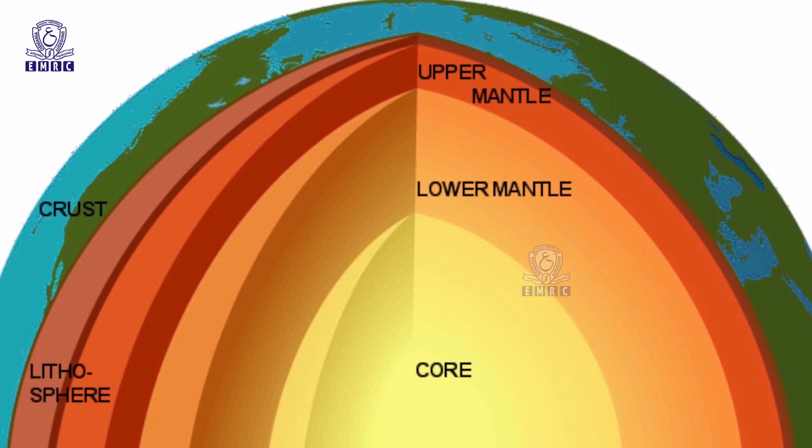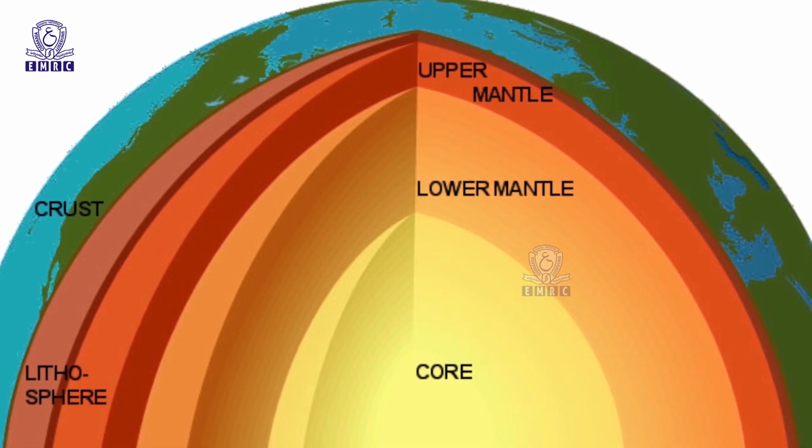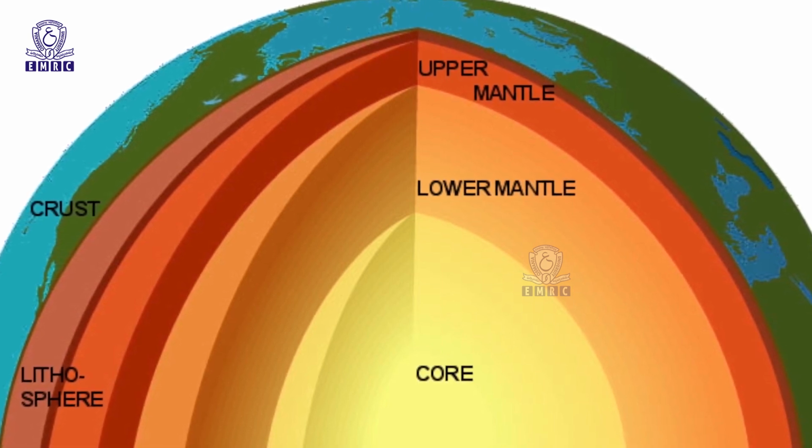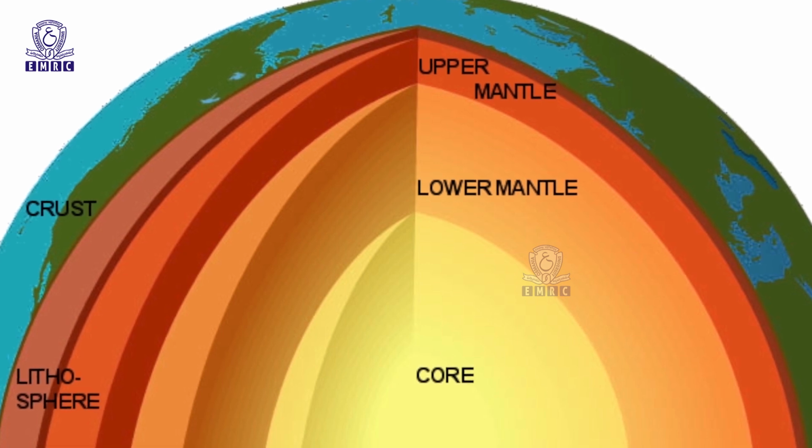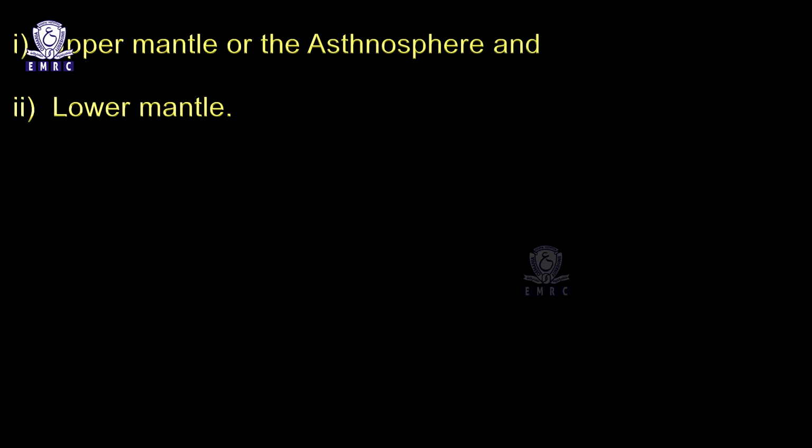Mantle is mostly made up of silicates rich in iron and magnesium. Mantle is divided into two zones on the basis of changes in the velocities of seismic waves and density: upper mantle or the asthenosphere and the lower mantle. The upper or outer mantle, the zone of asthenosphere, is the main source of magma that finds its way to the surface during volcanic eruptions.